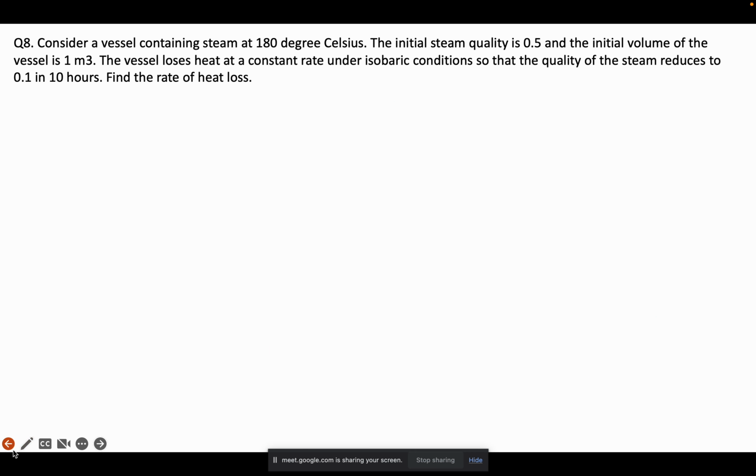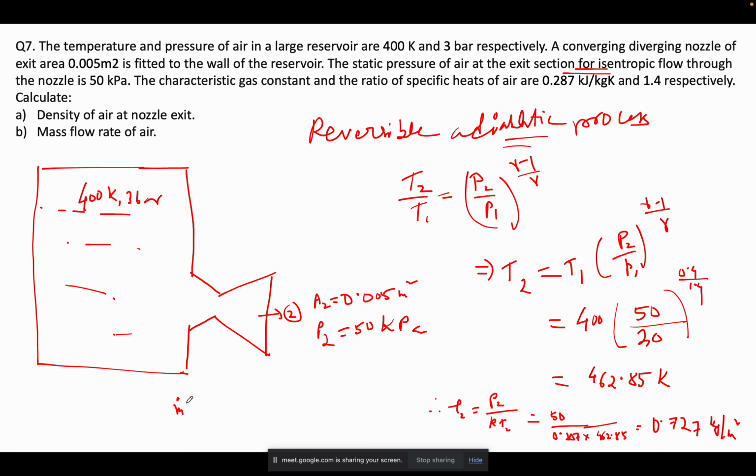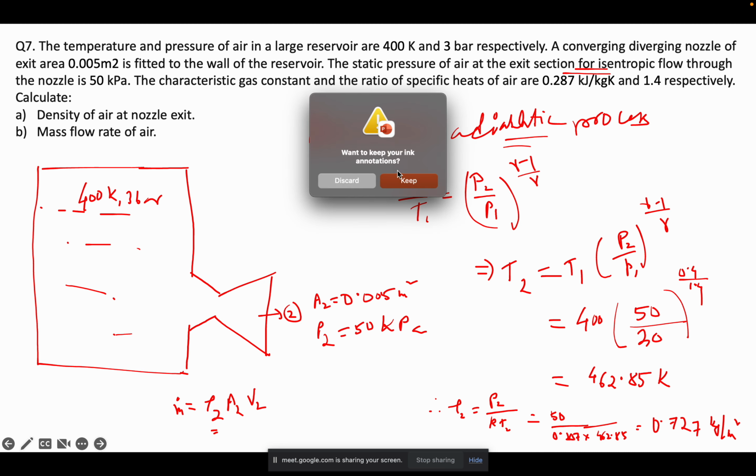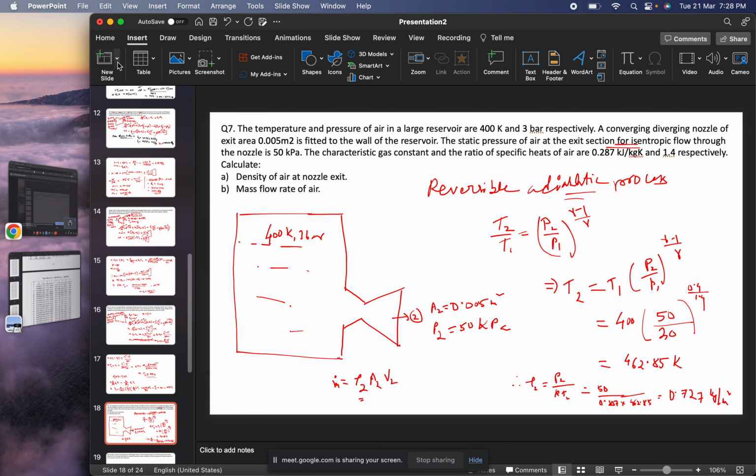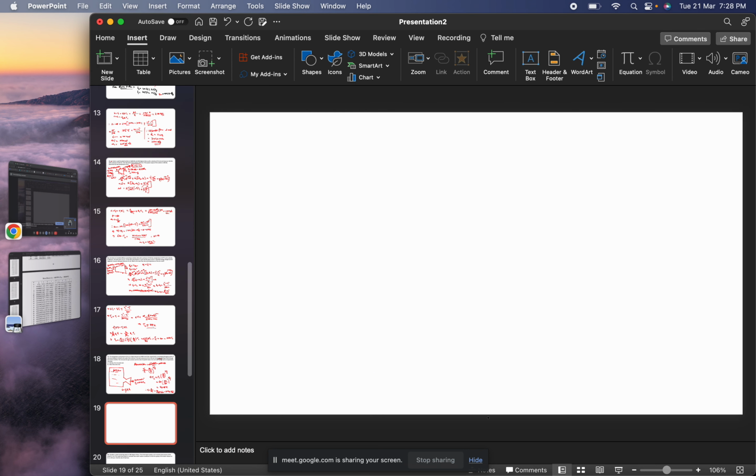Okay, then next you have to calculate the mass flow rate at the exit. So what will be the mass flow rate? Basically m dot is nothing but rho 2 A2 V2, is it not? So you know the exit area A2. Now you have to calculate the velocity at the exit. So how will you calculate the velocity at the exit? Simple, we have already done such calculations.